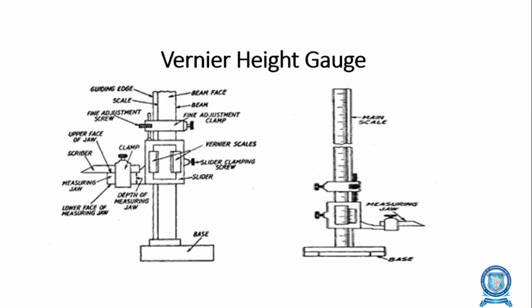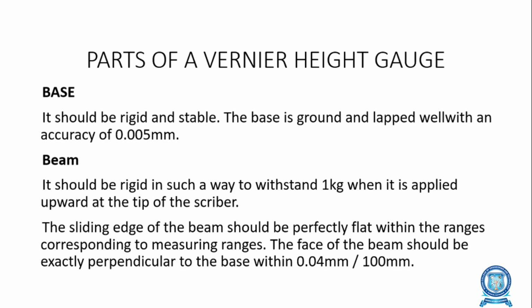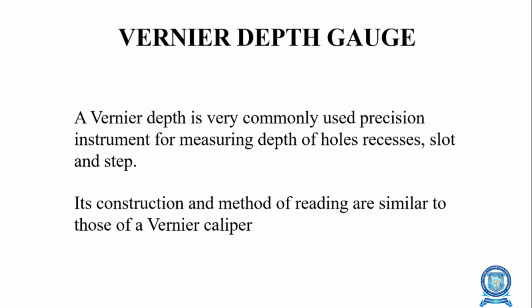So what is the slider? A provision is made to obtain a fine adjustment of the slider. To fit the slider perfectly, a clamp is attached to the slider. So we can adjust the slider to move upwards or downwards. So these are the parts and working of the vernier height gauge.